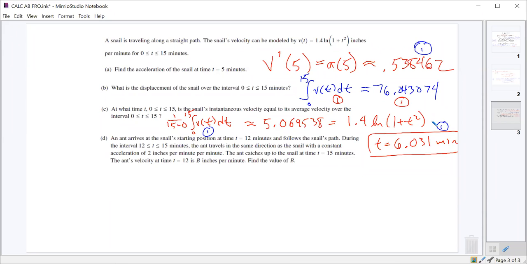An ant arrives at the snail's starting position at t equals 12 and follows the snail's path. It travels in the same direction with a constant acceleration of 2 inches per minute per minute. The ant catches up to the snail at t equals 15 minutes. We know that at t equals 12 it is going b inches per minute. We want to find b. So what are we going to do to figure this out? How far does that ant go in those 3 minutes that it's walking?